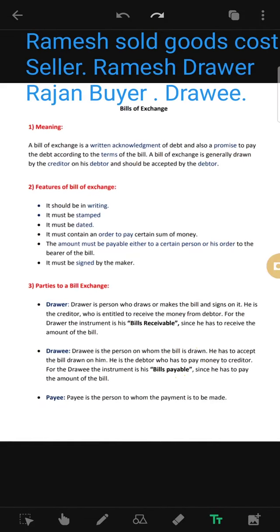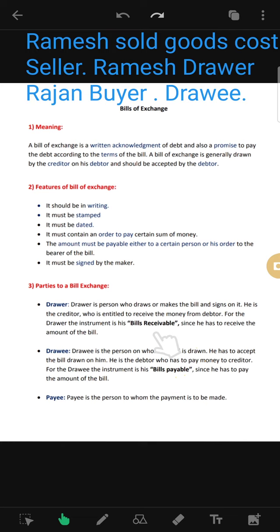Then we have the parties to the bill of exchange. Again, that is drawer, drawee, and payee, which we have discussed. So basically, the drawer is a person who prepares the bill of exchange. A drawer is a person who draws or makes the bill and signs on it. He is a creator. Why creator? Because he is the person who has supplied the goods to the debtor, and is entitled to receive the money from the debtor. So after expiry of 1 month, 2 months, or 3 months, the person will receive the money from the debtor. For the drawer, the instrument is known as a bill receivable.